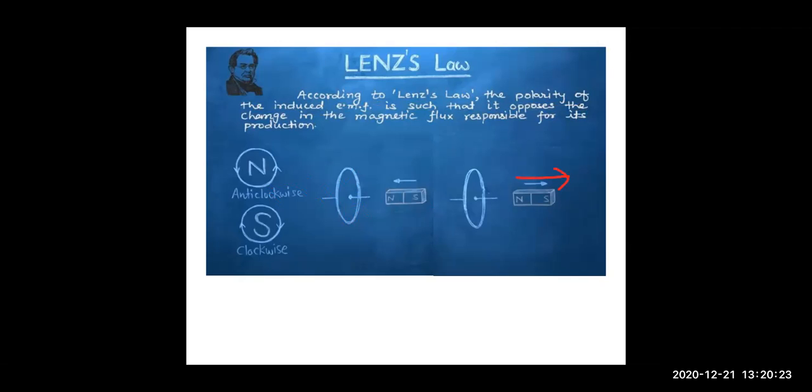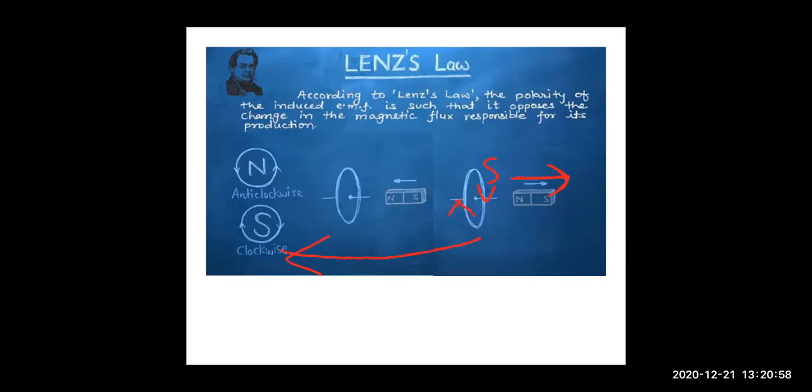But what is the direction? The direction will be such that it opposes its cause. What is the cause? North pole moving away. So it will oppose this. It will try to bring the north pole towards it. For bringing the north pole towards it, this face of the coil should become the south pole. And so the direction of the induced current should be clockwise. So because of this, a clockwise current is produced in the coil.